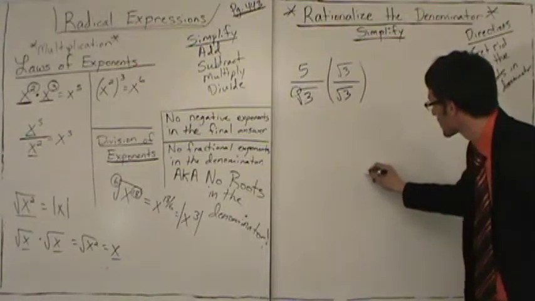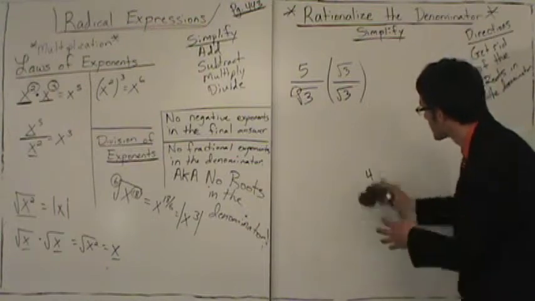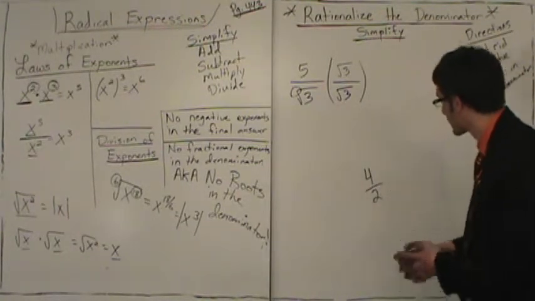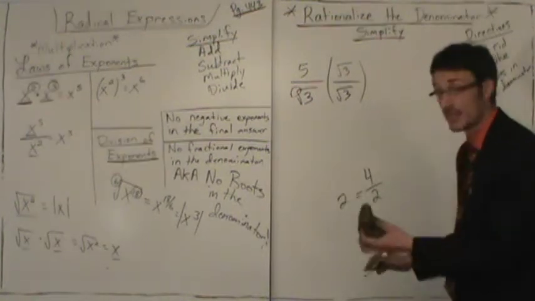Reminding you, if you have a fraction, say 4 over 2. Okay, so 4 over 2 is equivalent to what number? We know that the correct answer is 2.